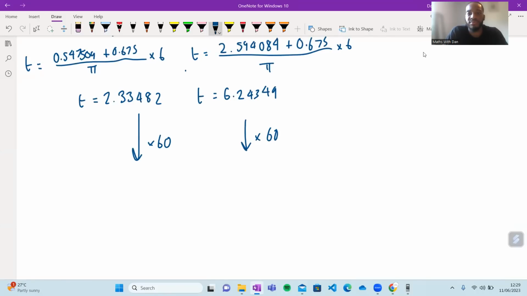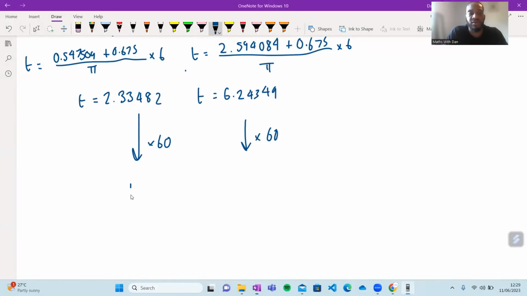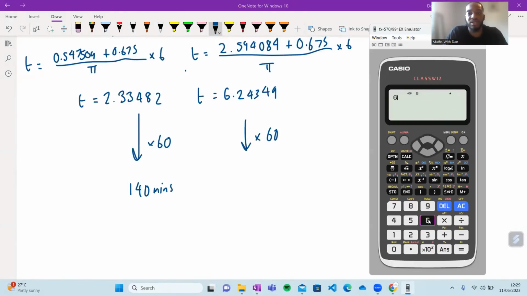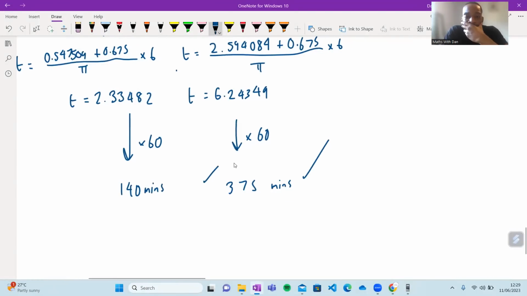So I'm going to do that one. I've got this. Now I'll do this. 2.3482 times by 60 is equal to 140. To the nearest minute, that's 140 minutes. 40 minutes. And then this one here is going to be 6.24349 times by 60. It's going to give me 374.6375 minutes. That's the answer. Makes sense, guys?